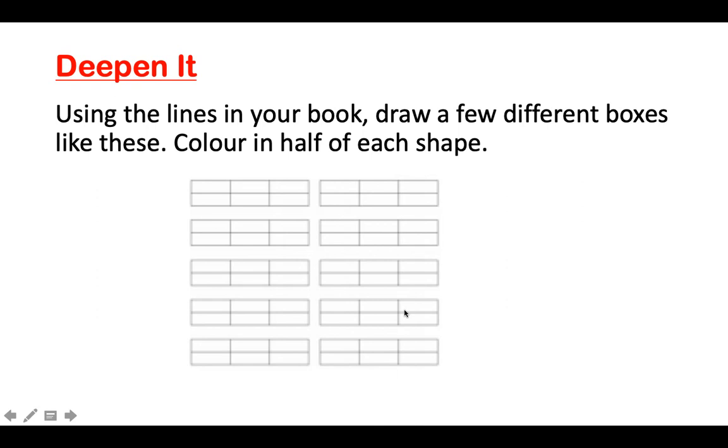So what I need you to do first is use the lines in your book, okay, and draw a few boxes like these. So you've got the lines going across, so you'll just need to draw some lines down to make a box like this. Okay, I want you to make a couple of these. These are just examples, but I want you to make a few and colour in half of each shape. But I want you to find different ways of colouring half. Okay, so in each shape there are going to be 1, 2, 3, 4, 5, 6 different boxes, aren't there? You need to colour in half. Okay, so pause your screen and have a go for me.